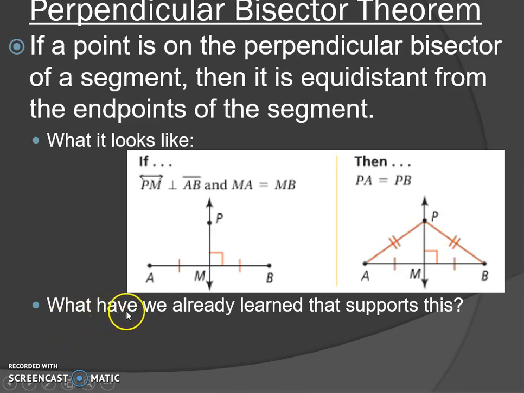So what have we already learned that supports this? The Pythagorean theorem. You can write the Pythagorean theorem here. So the point is, literally, P is equidistant. Equidistant means equal distance, same distance. If it bisects AB and makes a perpendicular line, then it's equidistant. This is equidistant from A and B. That's the point. That's the perpendicular bisector theorem. Okay?